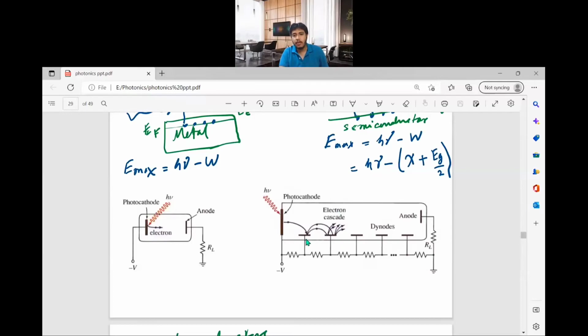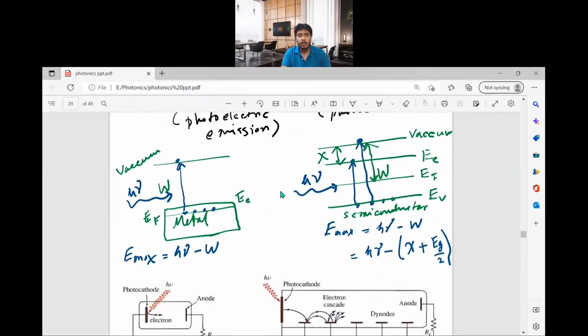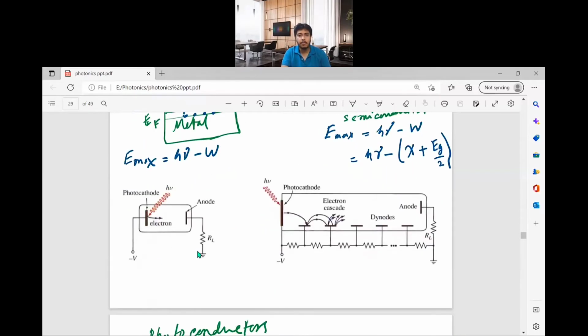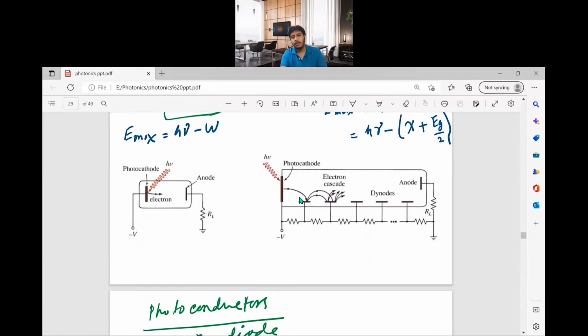Okay, so these electrodes are known as dynodes. They are kept at a higher potential, so that electrons are drifted at a high velocity and can hit and generate a large number of electrons. So these are the two types of photoelectric emission devices: one is the phototube, the other is the photomultiplier. The photomultiplier's gain is high. It can operate at higher power, and it can also detect low power light, because you get a large current output compared to the phototube.